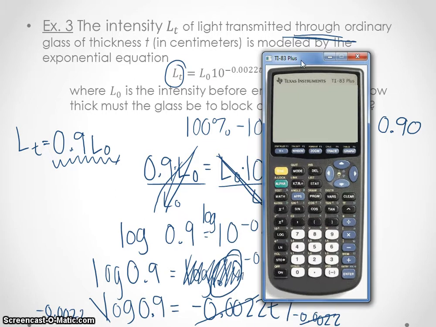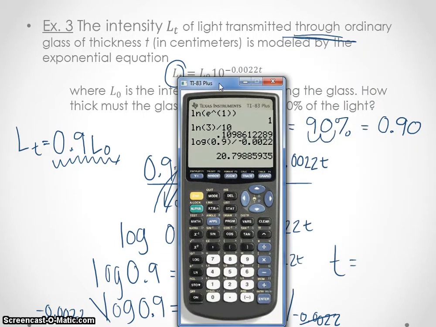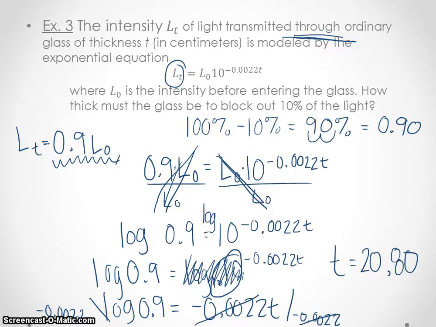So let's go ahead and grab our calculators here. So log of 0.9, close the parentheses, divided by negative 0.0022, and that should give me the thickness of my glass. So t equals approximately 20 point, if I wanted to round to the second place, that would bump it up, so it'd actually be 20.80 centimeters.